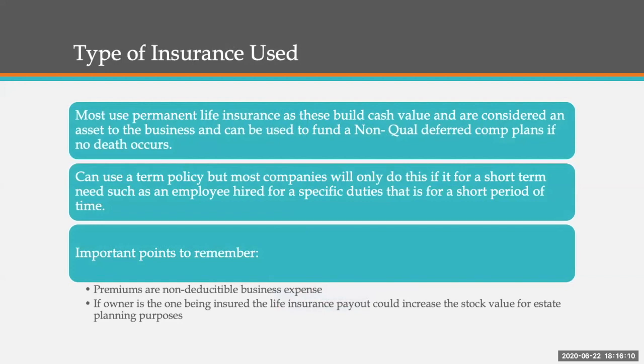Type of insurance used. Most of the time, permanent insurance is used because it produces a cash value. It's considered an asset to the business. And then it can also be used to fund a non-qual deferred comp plan if no death occurs. So it serves as multi-purpose. You can also use a term policy, but most companies will just do this for a short-term need, such as an employee hired for a specific duty for a short period of time, which led to one of the questions that was asked by group 1.